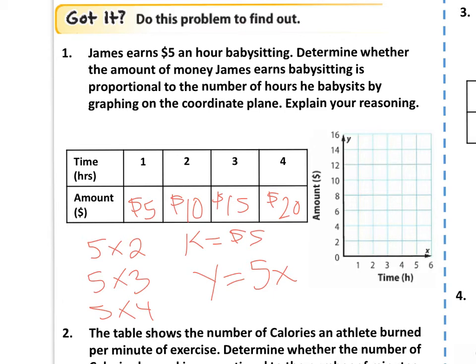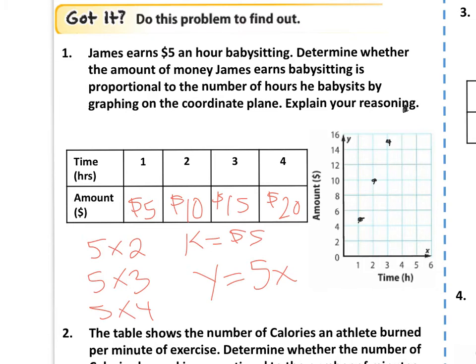So when I go to plot my point, it's going to be (1, 5). So I start at 1 and I go up to the 5, which is between 4 and 6. And then I'm going to plot (2, 10), (3, 15), and then finally (4, 20), which would be someplace around here.